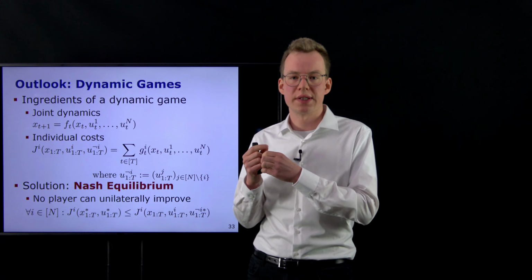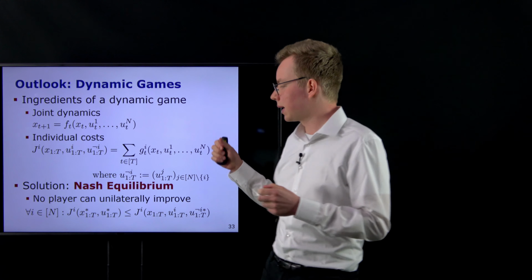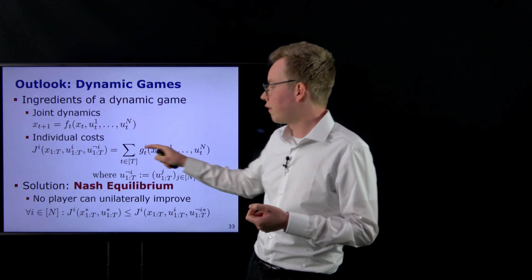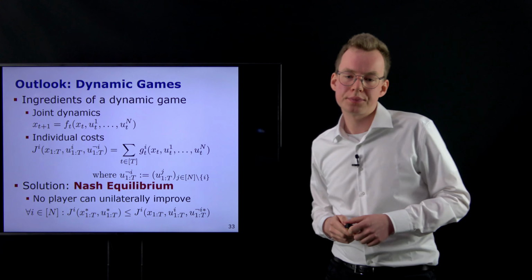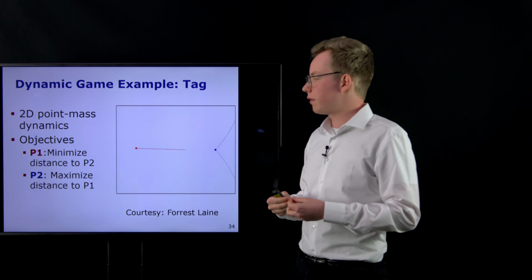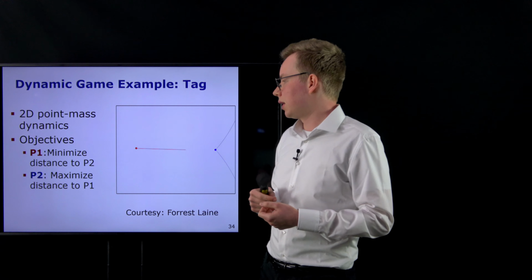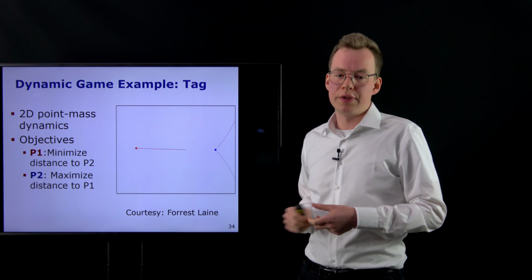So you can think of this as multiple players pulling at the joint state trajectory with their inputs in order to favor their own objective. Now, solving these kinds of problems is beyond the scope of this lecture. However, I do want to show a few applications of this kind of idea.